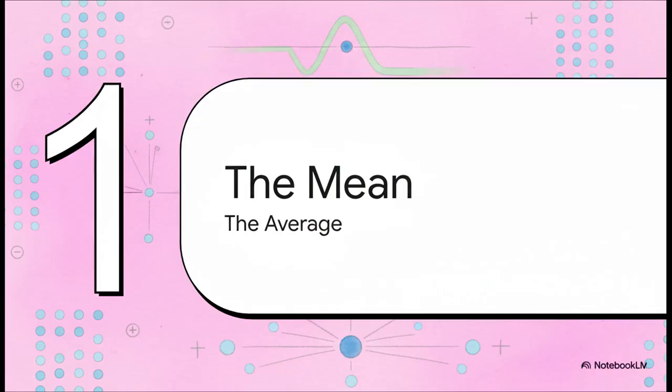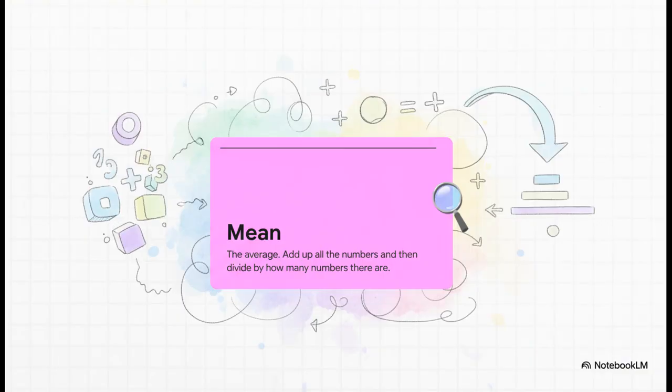First up, let's talk about the mean. Now, you probably know this by another name: the average. Yep, it's the one we all learned in school. It's kind of the workhorse of statistics, and for a really good reason. So, what is the mean officially? It's just the average. And how do you find it? It's super simple. You literally just add up all the numbers you have in your group, and then you divide that big total by how many numbers you started with.